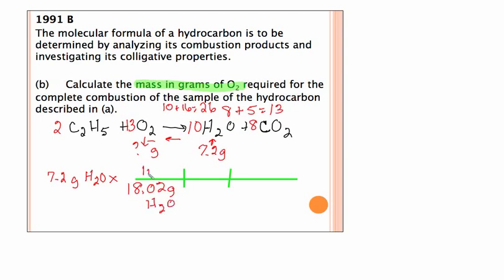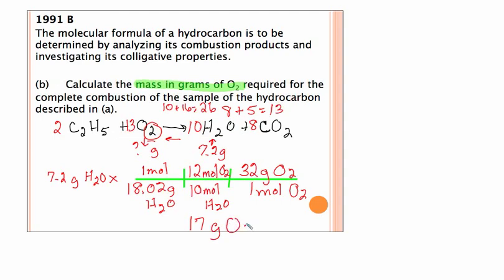18.02 grams of my water per 1 mole. My stoichiometry tells me that it's 10 moles of water for every 13 moles of O2. And now I'm talking about diatomic oxygen, so I have to use that 32 grams of O2 for every 1 mole of oxygen. And the answer to that part is 17 grams of oxygen.